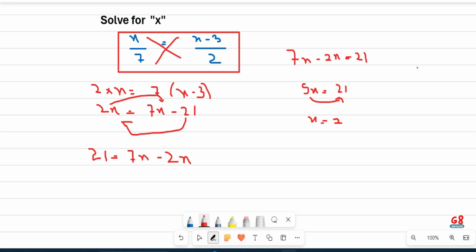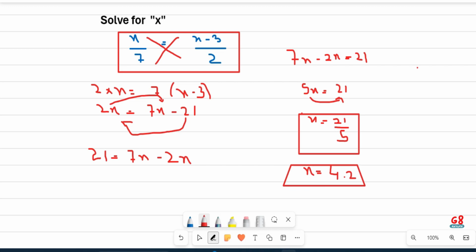21 upon 5. So 21 is not divisible by 5. If you want to stop your answer here, it will be okay. Or if you further divide the number 21 by 5, the answer will come in decimal, so the answer will be 4.2. I hope you have understood this question.